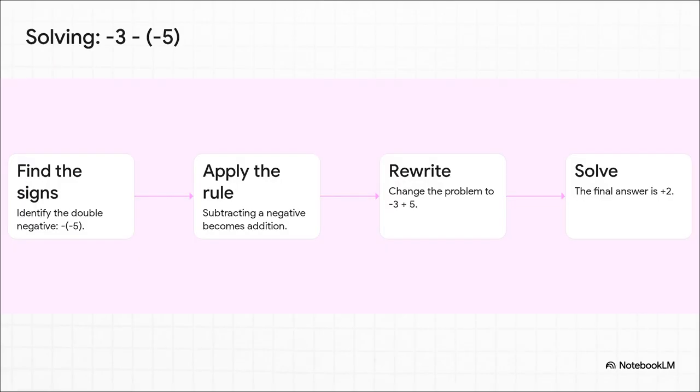And this breaks it down perfectly. Let's say you have the problem -3 minus -5. The first thing you do is spot that double negative. Then you apply the rule, which means you get to rewrite the whole problem as -3 plus 5. And from there, it's easy. The answer is +2.